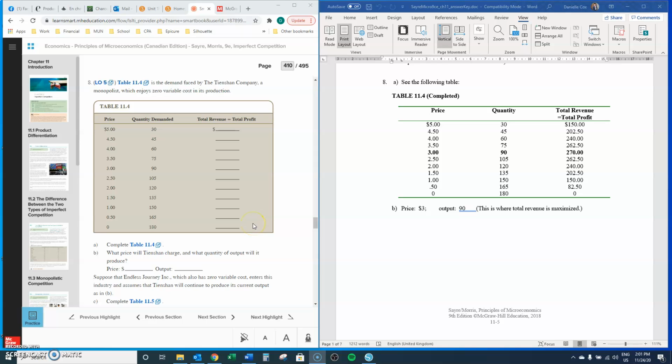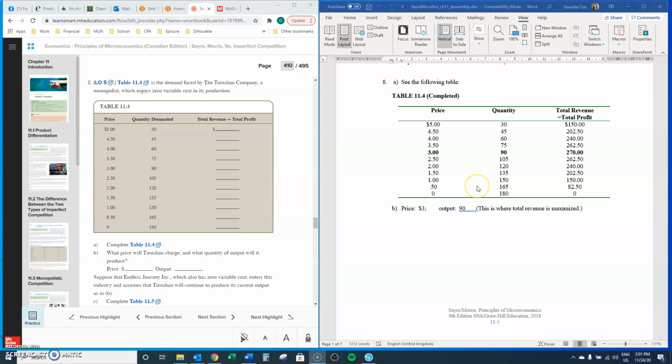Okay, let's take a look at question number 8. So here's the demand faced by a company, a monopolist, and they have zero variable cost. So we're asked from part A to complete this table. So our total revenue is equal to our total profit, and that is basically your price times your quantity demanded, because that would be your revenue, but it's also your profits because there are no variable costs. So to fill out that table, you're just taking your price times your quantity to get your profits.